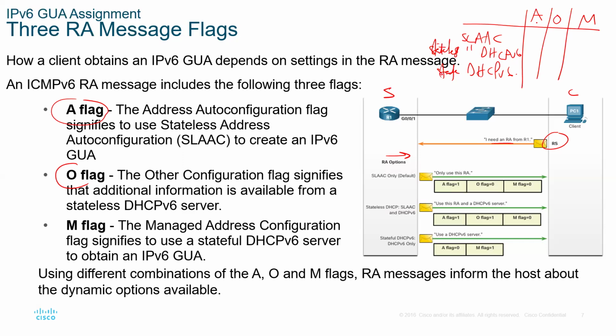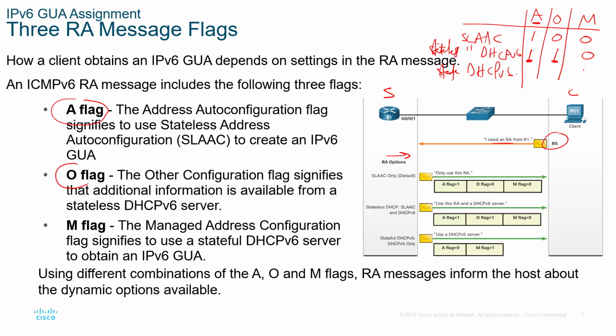So if the flags come with, let's start with SLAAC only, the flags will come with 1, 0, 0. What does it mean? It means we are using SLAAC and SLAAC only. And if it comes with 1, 1, 0, for example, it means we are using SLAAC to get our IPv6 address, but for other configurations, our O, we are using a stateless DHCP.